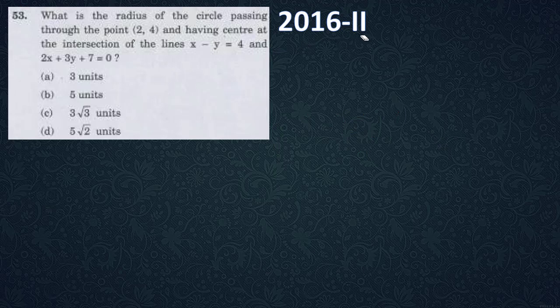2016. Okay, what is the radius of the circle passing through the points 2 comma 4 and having the center at the intersection of the lines x minus y equals to 4 and 2x plus 3y plus 7 is equals to 0. Okay, very good. Look what it has done here, it asks what is the radius of a circle, which is passing through 2 comma 4. So not center, it is a passing through point. It is passing through point, it is 2 comma 4 and having the center at the intersection point.